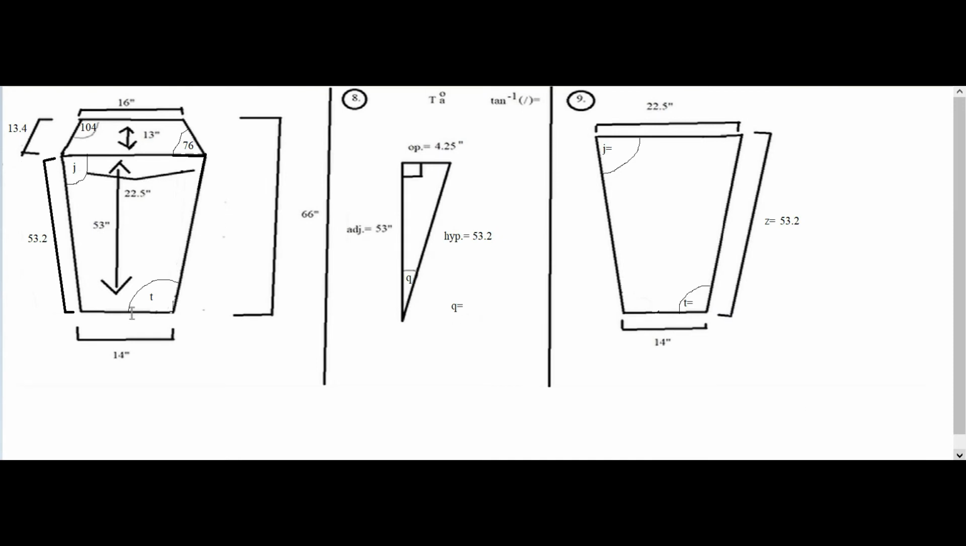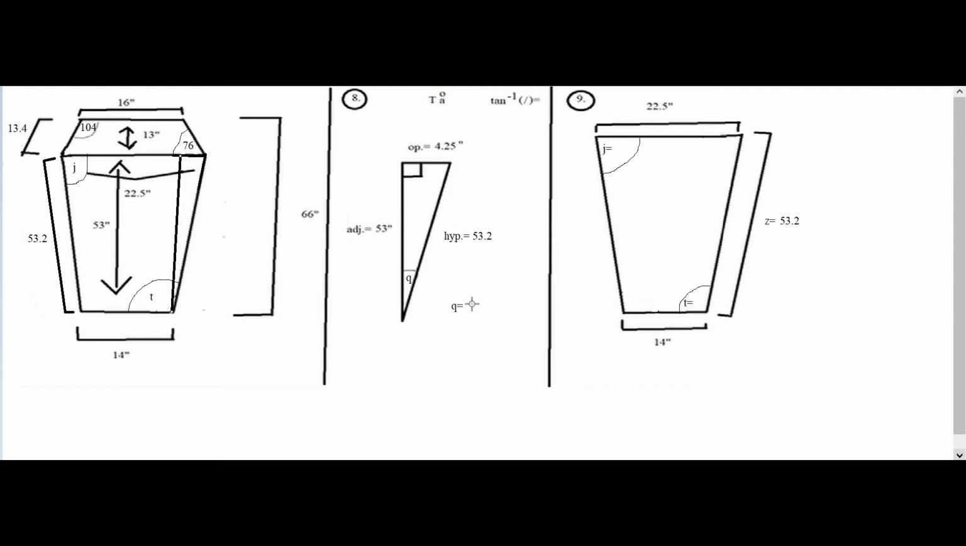In order to get angle T and angle J, what we're going to do is break this down into a smaller triangle. So we're going to make this a right angle triangle, just like this. We're going to bring that over here so we got a bigger view. We're then going to plug in the numbers we already know. We know the hypotenuse is 53.2. The overall length is 53 inches. And the opposite side, which we just solved, is 4.25.